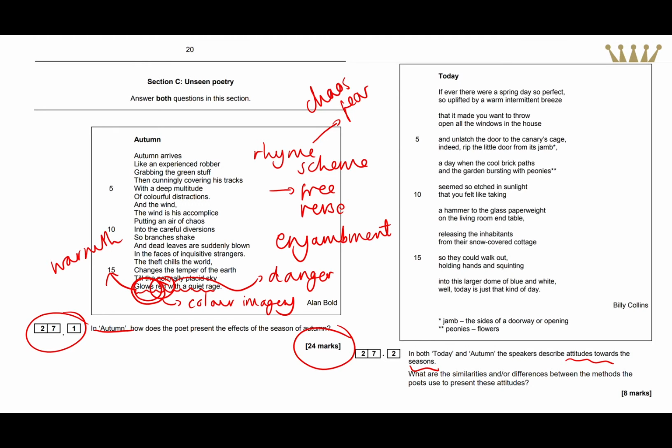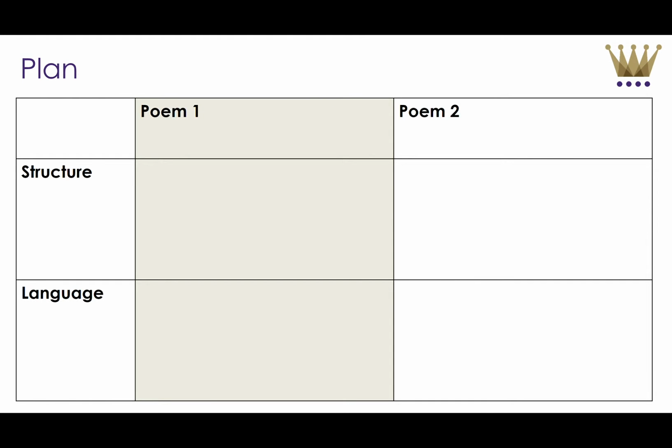So, really briefly, I'm just going to turn that into a plan. So I need to just make notes. And I might just remind myself what my question focus is at the top. So attitudes to the season. I'm going to make sure my techniques, my method link to that idea. So structure, I said it is in free verse and it uses enjambment.